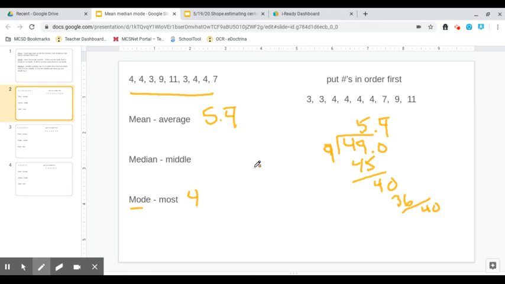When I do your homework with you, you're not going to have any that come out like this, I don't believe. I think they all come out with nice numbers, like 5.5, something like that.